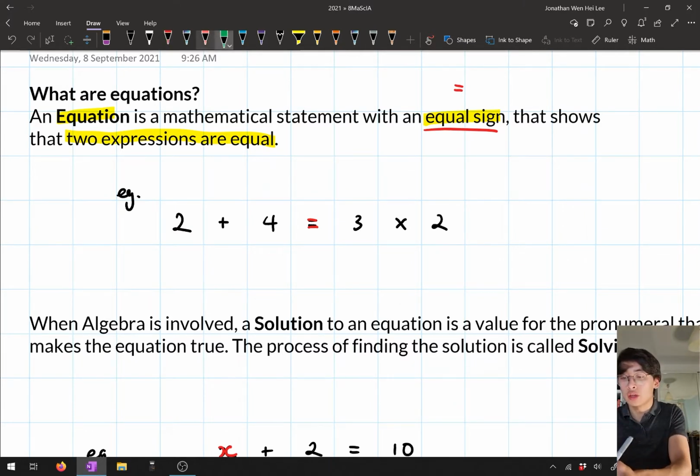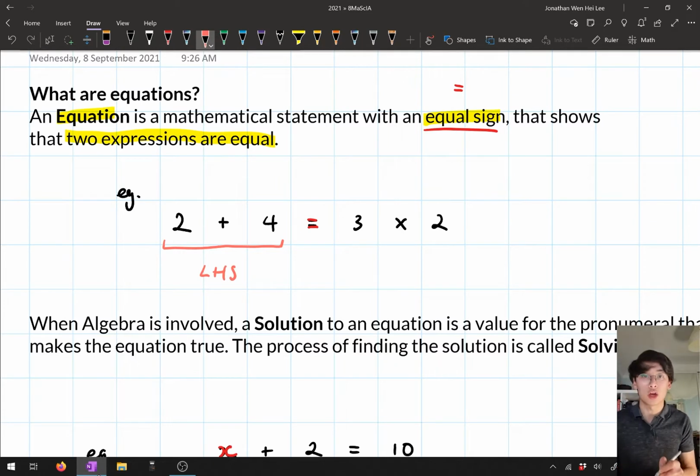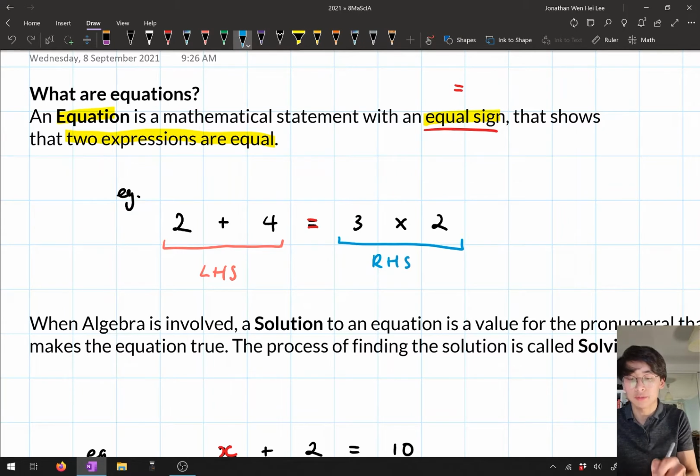If you have a look on the left side of the equation, we have 2 plus 4. This side on the left, we call the left-hand side of our equation. We've got 2 plus 4. That is the expression on the left. And on our right, we have this expression, 3 times 2. That's my right-hand side. And what this equation tells me is that these two sides are equal.